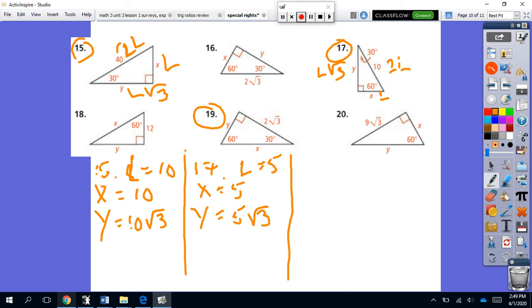And then 19, let's see, this is L square root of 3, this is L, and this is 2L. Well, how do I solve for L here? Well, I have to divide by that square root of 3, which means the square root of 3's are just going to drop out on both sides, which means L equals 2. So y equals 2, because y equals L, and x is going to be 2L, so 2 times 2, which is 4. And I believe that's it.